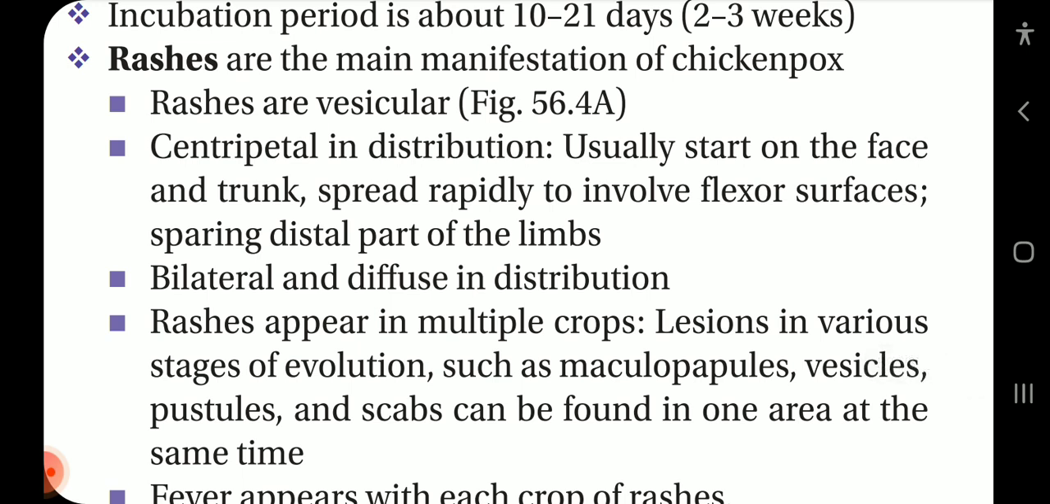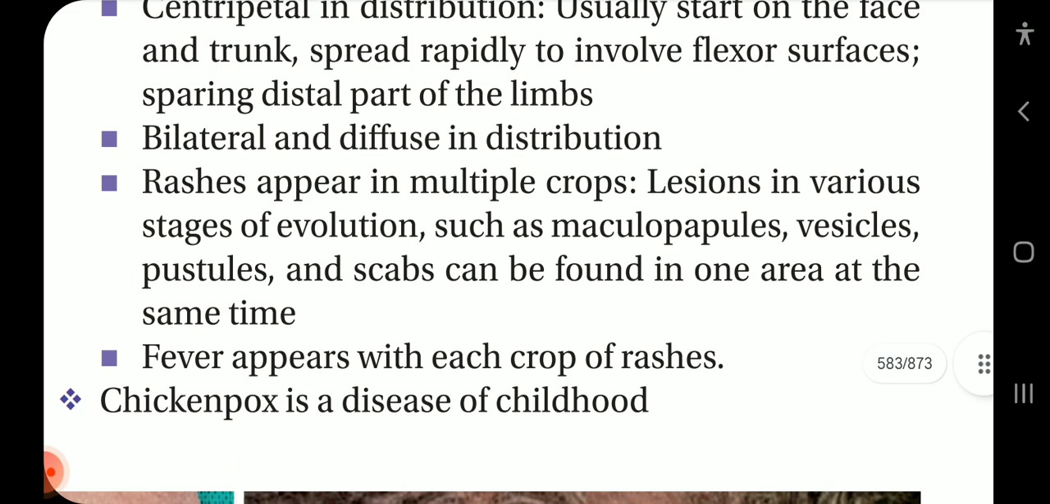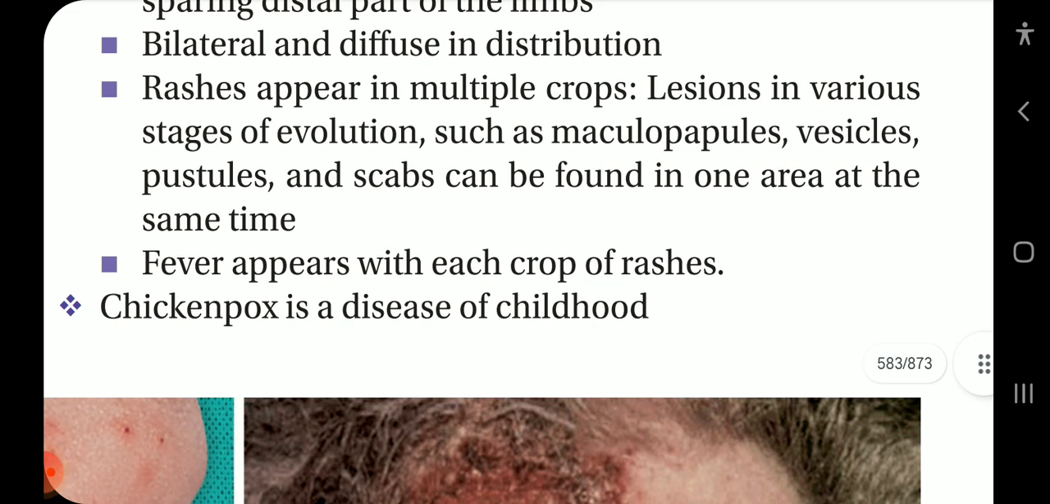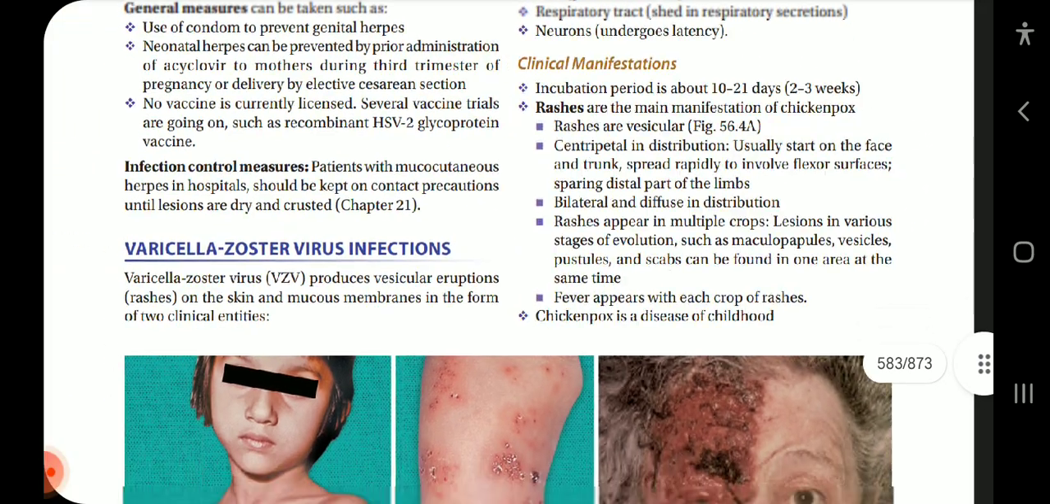Rashes are vesicular, centripetal in distribution, usually start on the face and trunk, spread rapidly to involve flexor surfaces, sparing distal parts of the limbs. Bilateral and diffuse in distribution, rashes appear in multiple crops, lesions in various stages of evolution such as maculopapules, vesicles, pustules, and scabs can form in one area at the same time. Fever appears with each crop of rashes. Chickenpox is a disease of childhood.